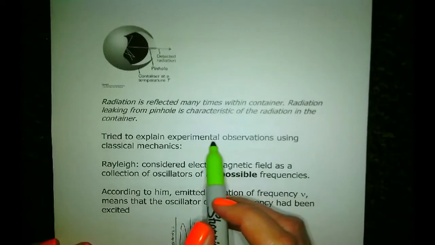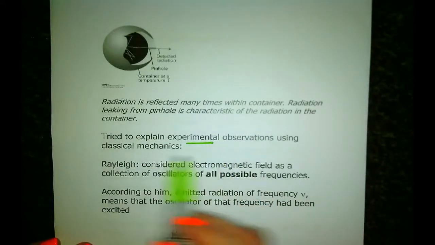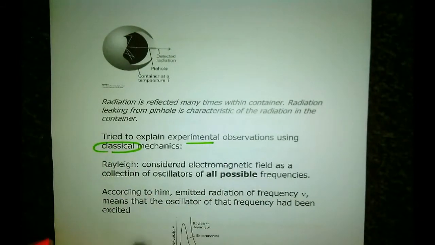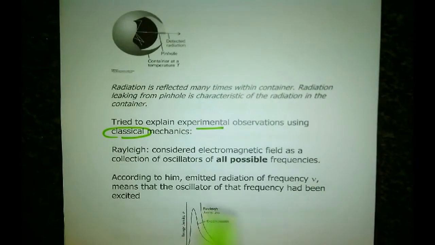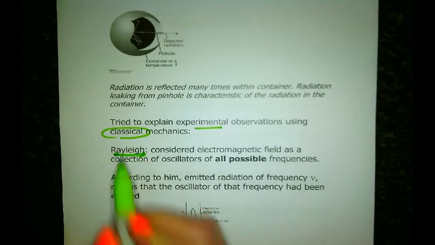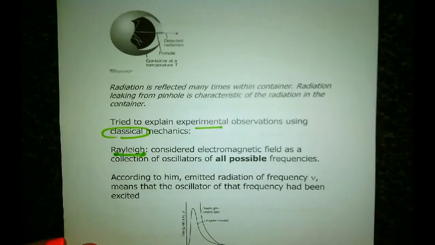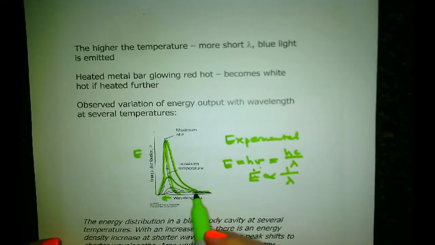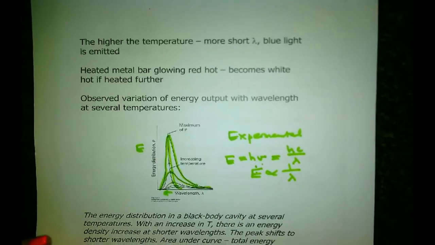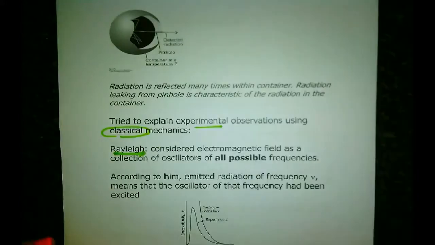Okay, so they tried to explain these experimental observations firstly using what they had, which was classical mechanics. The first person who entered the picture was someone called Rayleigh. He used classical mechanics because that's what he had, and he said that this graph was as a result of oscillators.